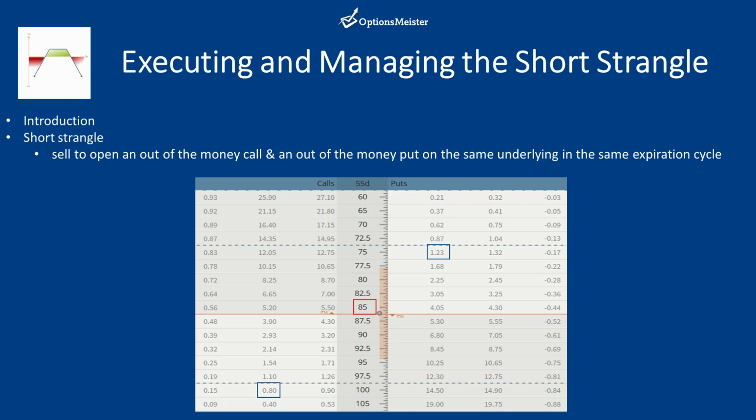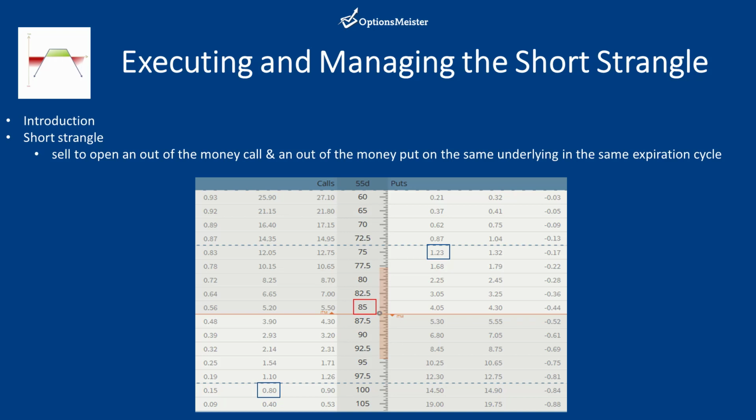I want to welcome you to my course on executing and managing the short strangle. This course will walk you through an actual live trade that was executed in Seagate Technology on July 21, 2021. In this specific trade, we started by selling a short strangle before the company's quarterly earnings announcement. This is a very common trade strategy that we place 50 to 60 times each quarter.